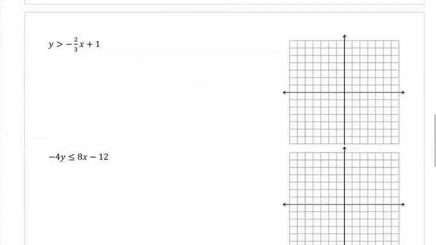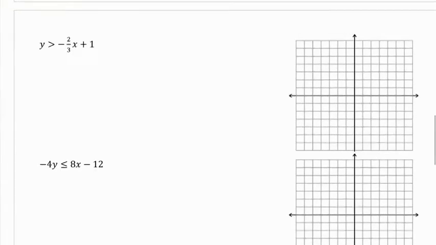Okay, let's try a couple more. If you want to pause and try this one on your own, not a bad idea, right? This one's already in slope-intercept form, so plot your y-intercept, here's your slope, solid or dotted line, and then shade above or shade below. So if you want to pause the video and try one on your own, go for it. Come back, check your answer.